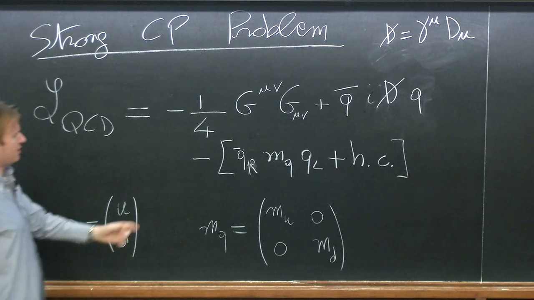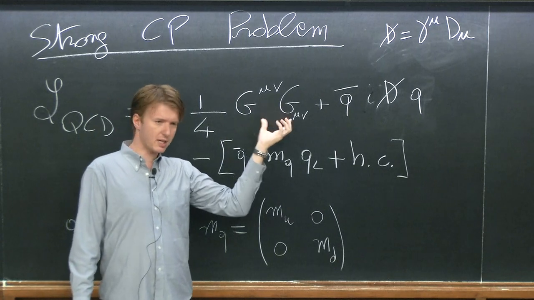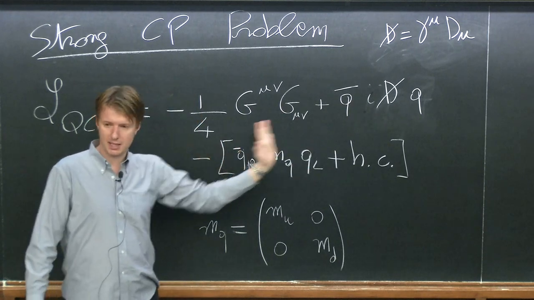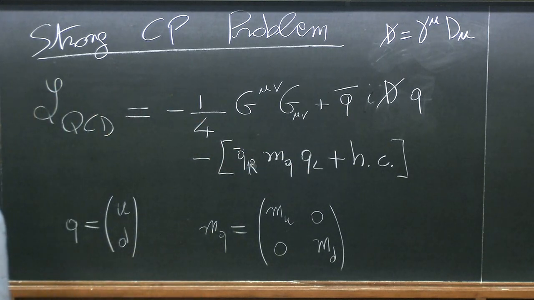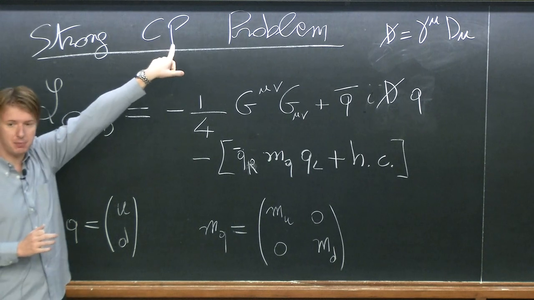All I want to emphasize here is that there is a kinetic term for gluons, a kinetic term for quarks, and then there is the mass. We know the quarks have masses. Okay. So this Lagrangian describes nature very well, describes strong interactions very well, and it respects CP.